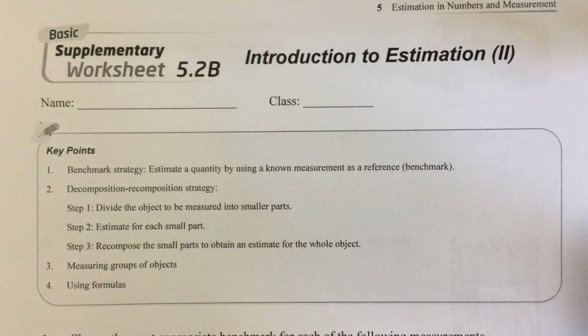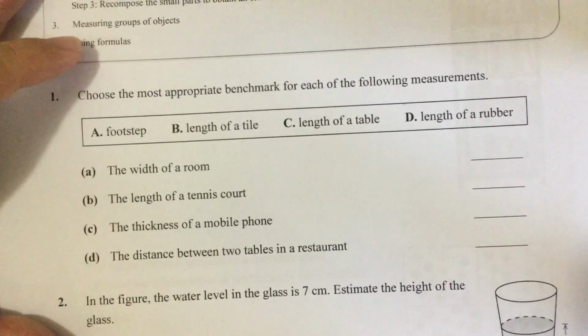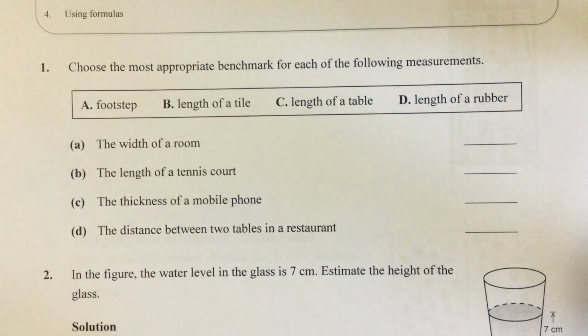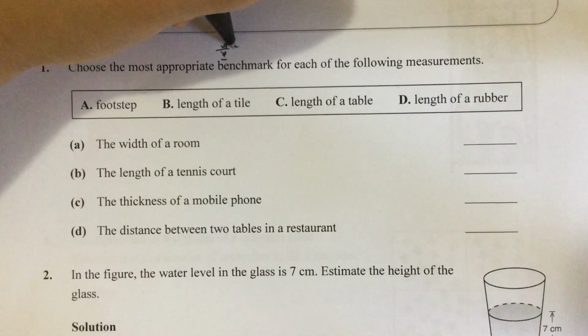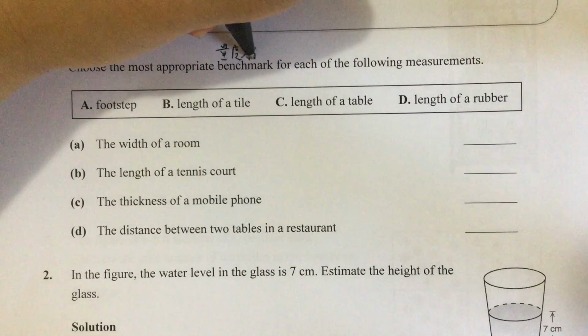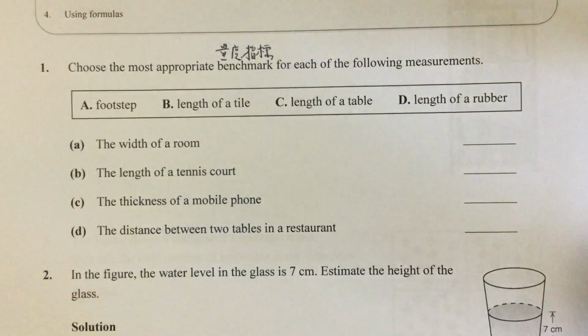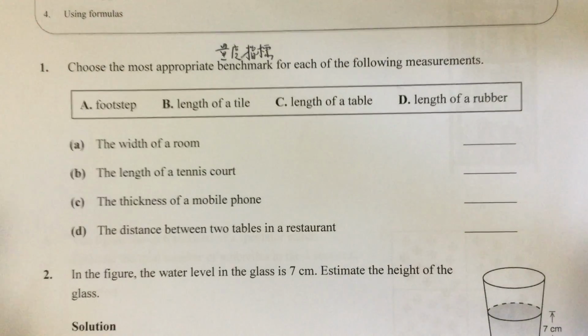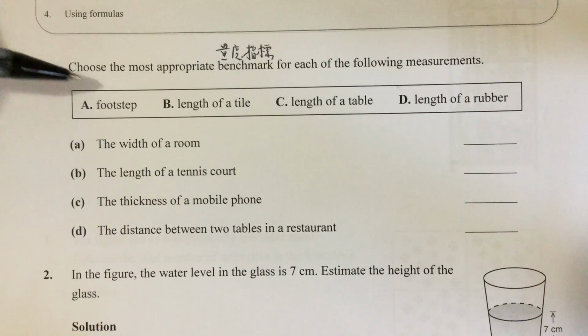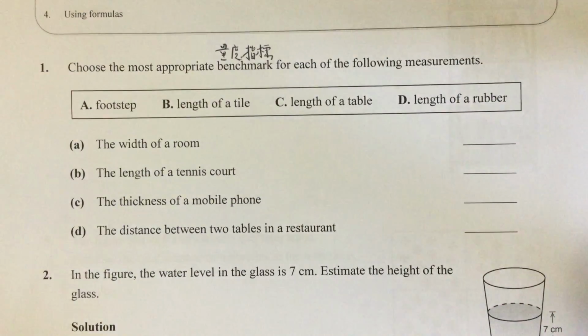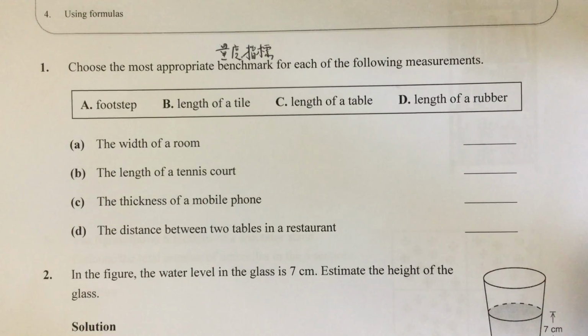So let's look at question 1. Choose the most appropriate benchmark. Benchmark in Chinese is called 量度指標. That means you measure this one first, but you can then use it to measure other things. For example, footstep, you will use the length of your shoe because you can measure the length of the shoe to find out how big something is. For example, the area of the playground, even the area of your feet.